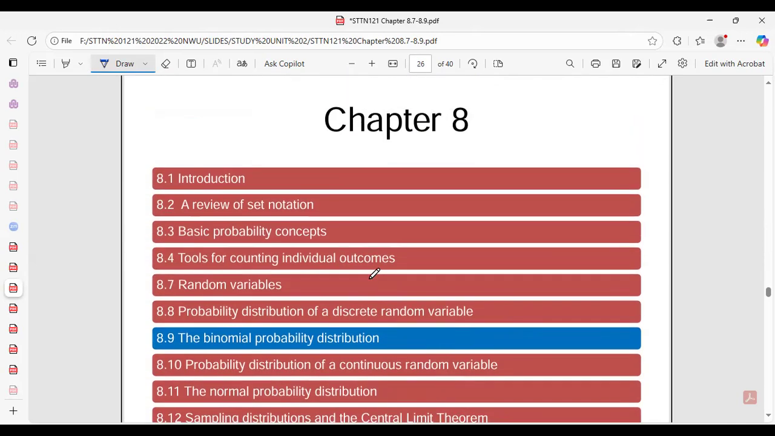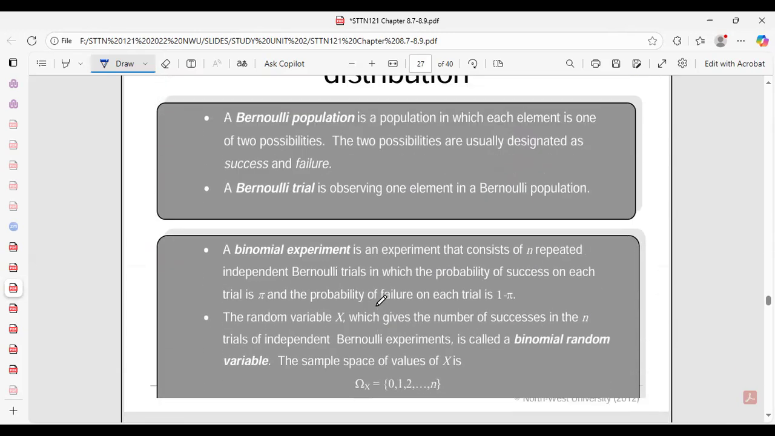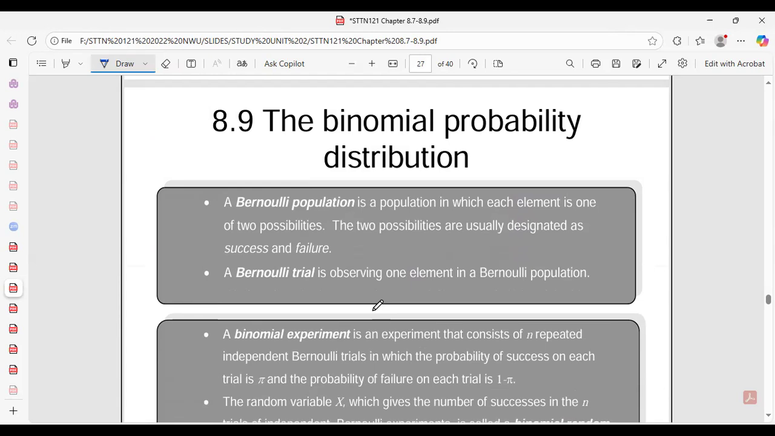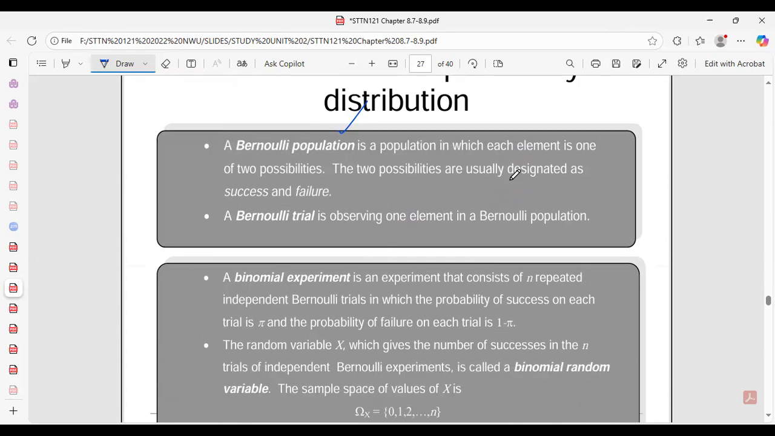Then I think now we are on the binomial distribution. For the binomial distribution, you need to understand that they use what you call a Bernoulli population, which is a population in which each element is one of two possibilities. What are those two possibilities? There's either success or failure. Then we also have what we call the Bernoulli trial. We use it like observing one element in that Bernoulli population. Then also understand this definition and also this one.